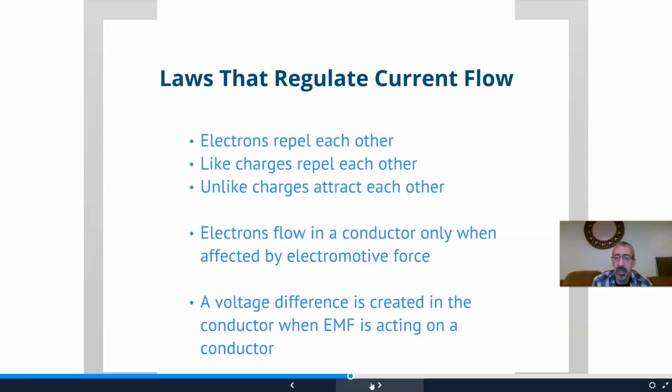Electrons flow in a conductor only when affected by electromotive force. That means that until a voltage is applied to a circuit, nothing moves. But there has to be something else that goes along with it. A voltage difference is created in the conductor when electromotive force is acting on it. If you remember, current flows from a positive point to a less positive point. So once we apply voltage, the other side of that circuit needs to be a lower voltage, and then electrons will move as soon as we apply an electromotive force to it.